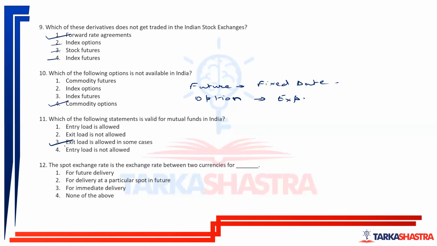The spot exchange rate is the exchange rate between two currencies for future delivery, for delivery at a particular spot in future, for immediate delivery. So spot exchange rate is the exchange rate between the two currencies for immediate delivery.